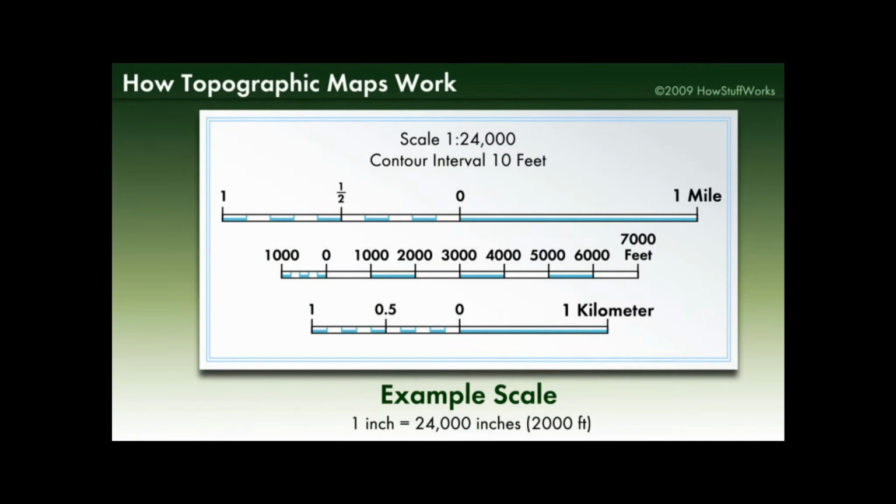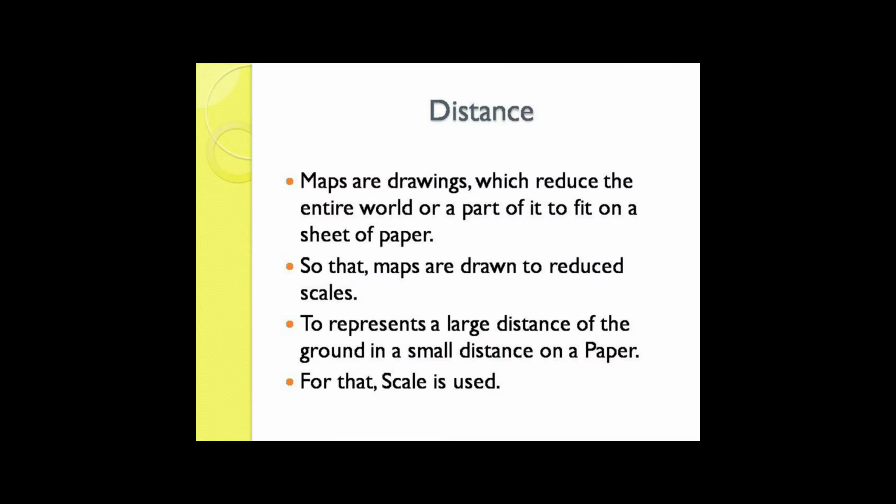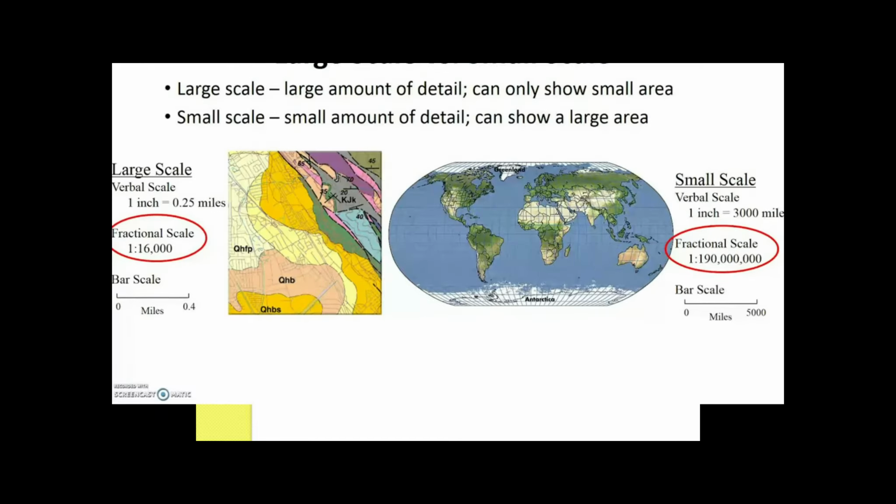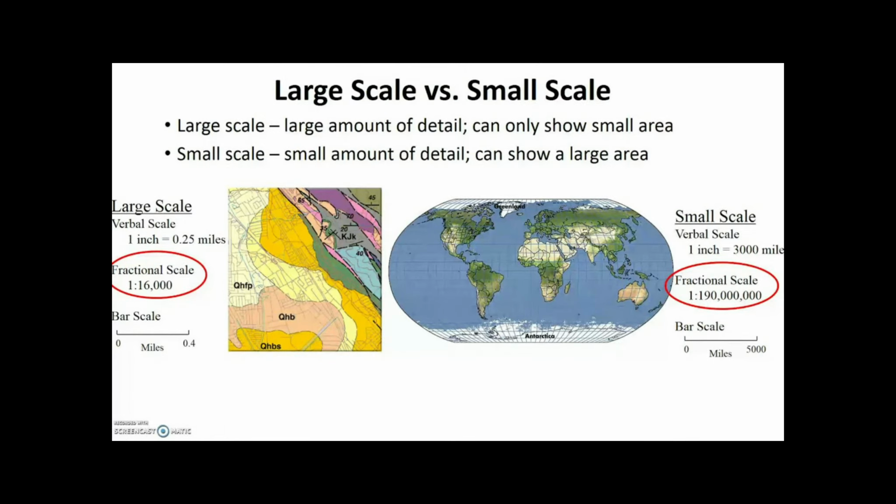Scale is the ratio between the actual distance on the ground and the distance shown on the map. When large areas like continents or countries are to be shown on a paper, we use small scale. It is known as small scale map. When a small area like a village or a town is to be shown on a paper, we use large scale. It is known as large scale map. Large scale maps are more informative than small scale maps.